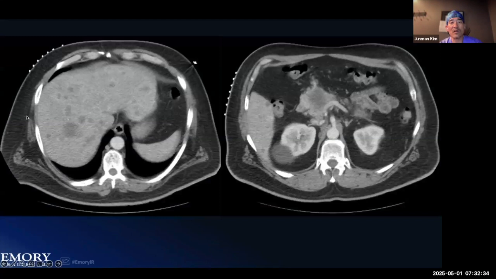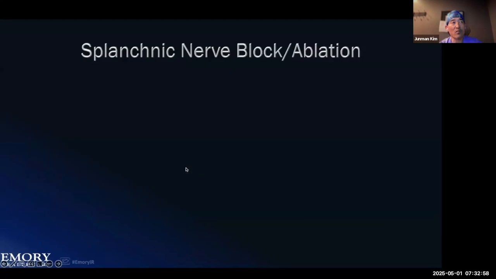So this was the CT scan that he had when he was getting a biopsy of the liver mass. So you can see the large pancreatic head mass, diffuse liver mass. So I knew what we had to target. So patient clearly is having pain from pancreatic head mass and the liver mass. So we were planning for splanchnic nerve block and/or ablation. So what are the risks and benefits?